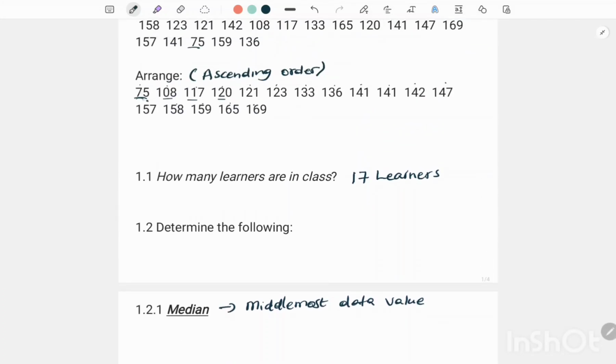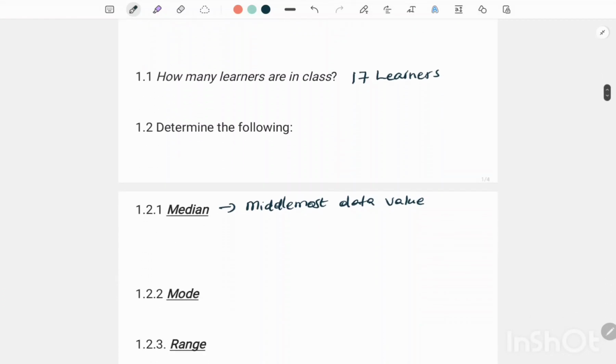So let's count. 1, 2, 3, 4, 5, 6, 7, 8, 9. Then you count again. 1, 2, 3, 4, 5, 6, 7, 8, 9. I repeated that 141. So it means this 141 is your median, the middlemost data value. So the median of this data is 141.